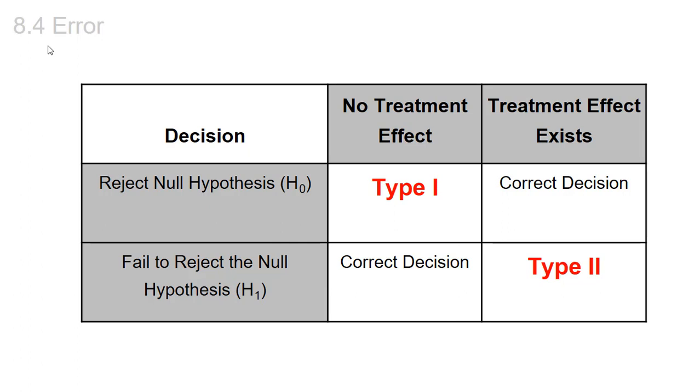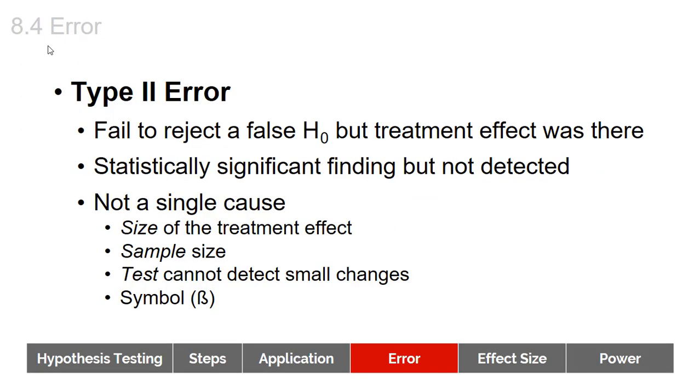and that can be made when we fail to reject the null hypothesis incorrectly. So let's take a look and see what that means. If we fail to reject the null hypothesis and there is no treatment effect, that is a correct decision. But it may be the case that we fail to reject a null hypothesis, but there really is a treatment effect. And when we do that, that's called a type 2 error. So type 2 error is failing to reject a false null hypothesis, but there's lots of negatives in there. But a treatment effect was there.